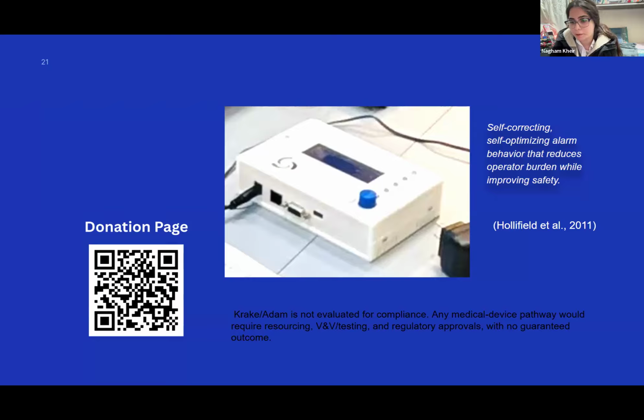I feel like I need to point out one more time: the use case here for Krake is medical devices and medical systems, but Krake is a general purpose alarm that can be used in the industry field or just at your home.